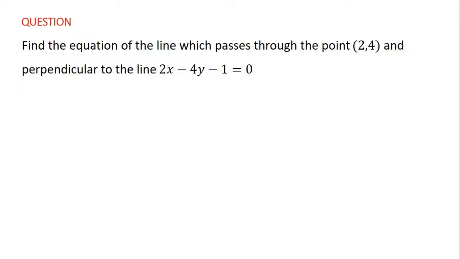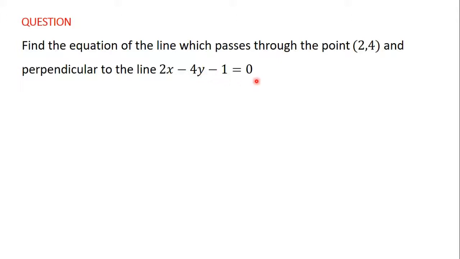The question for this video is: find the equation of the line which passes through the point 2, 4 and perpendicular to the line 2x minus 4y minus 1 is equal to 0. So this straight line passes through the point 2, 4, and at the same time it is perpendicular to the line 2x minus 4y minus 1 is equal to 0.